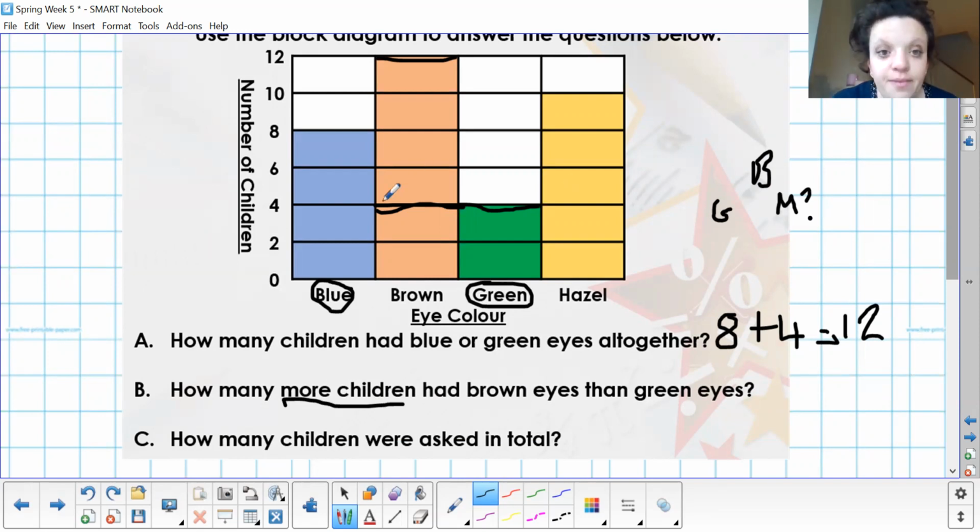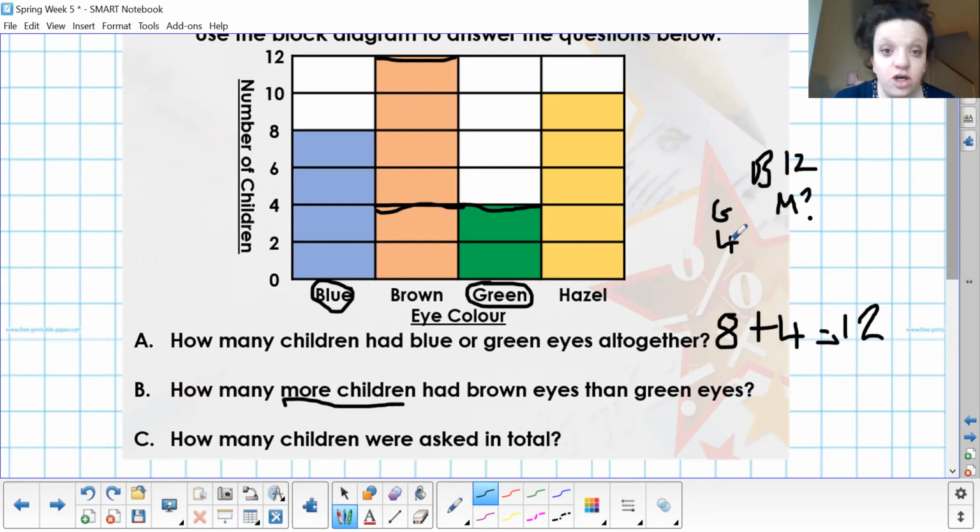Okay, fantastic. So I'm going to do it this way, and over here they're the same. So green has got 4, and then brown also has 4 here. So this bit is the extra bit. So green had 4, and brown had 2, 4, 6, 8, 10, 12. So brown had 12. So how many more?